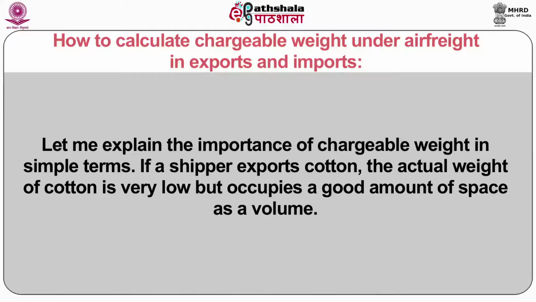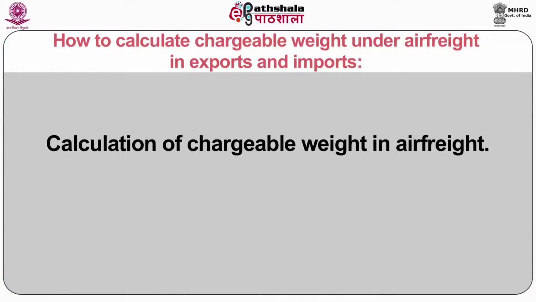If a shipper exports cotton, the actual weight of cotton is very low, but it occupies a good amount of space as a volume. In this case, if air freight is charged on the basis of actual weight of cargo, the said shipper needs to pay a very nominal air freight compared to a shipper who exports iron plates. Am I right? Here is the importance of volume weight: considering volume of cargo and actual weight of cargo at an equilibrium point. Calculation of chargeable weight in air freight.